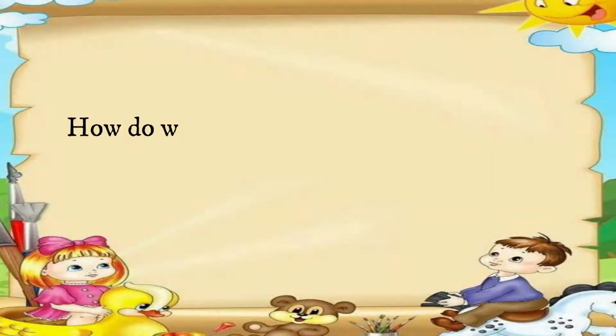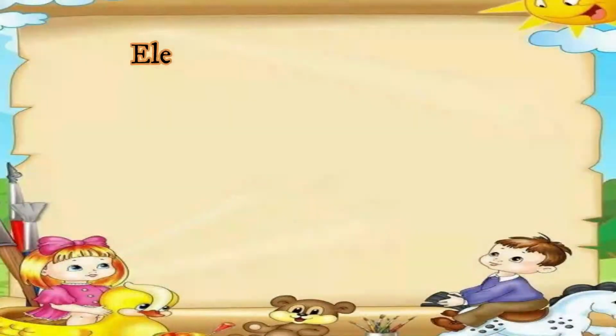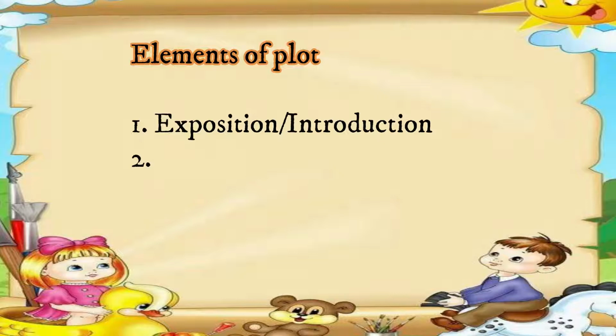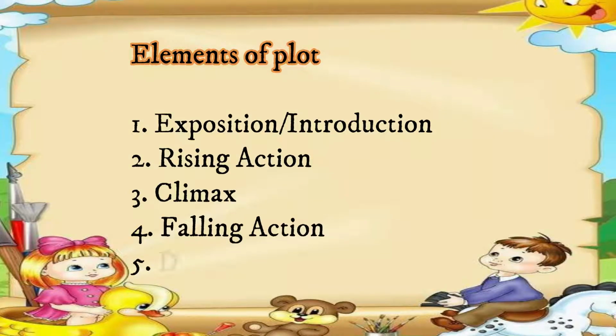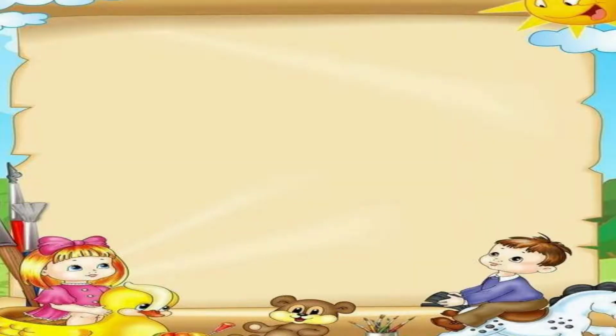How do we evaluate narratives based on how the author developed the plot? Let's start by knowing the elements of plot. First, we have exposition or introduction. Number 2, rising action. Number 3, climax. Number 4, falling action. Number 5, denouement or conclusion. Now let's examine each one of them.